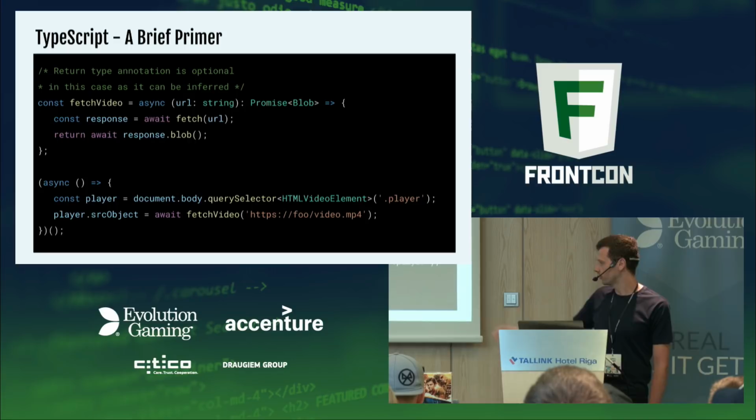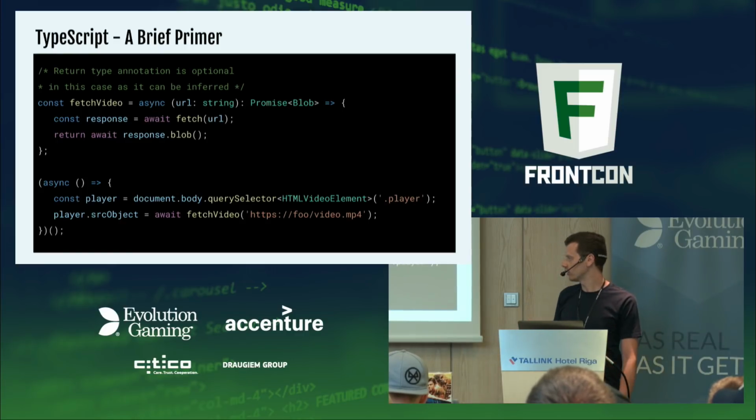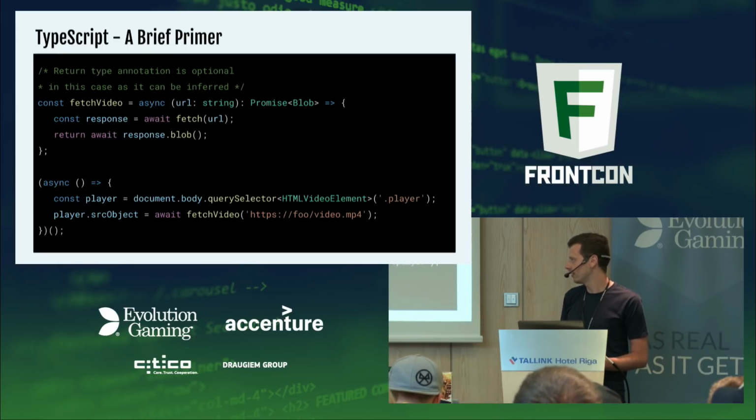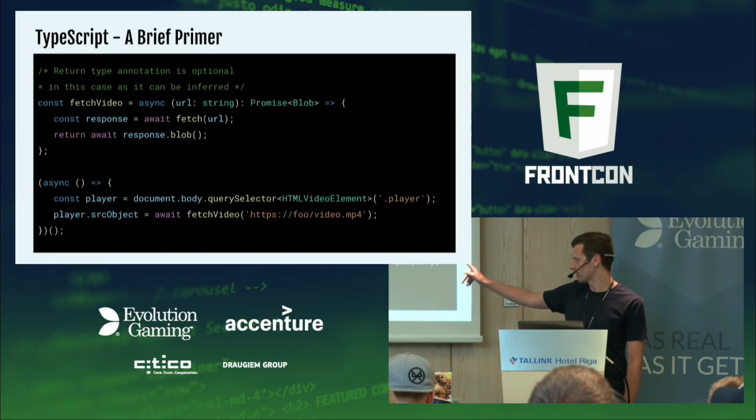So by default, if we weren't to specify this, TypeScript would infer that method to return an instance of type Element. But because we want to set the explicit source object property, we need to pass this generic parameter to ensure that the TypeScript compiler is aware that we're actually dealing with an HTML video element and not just any other plain element.